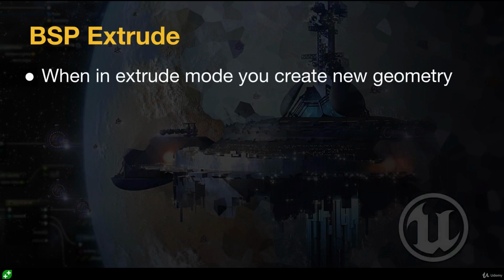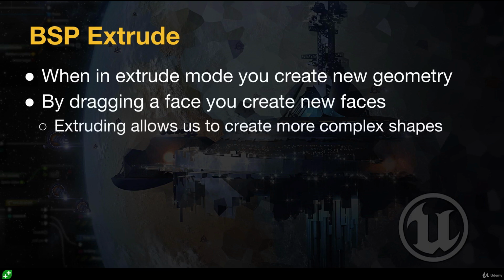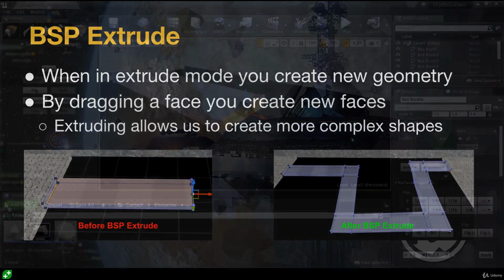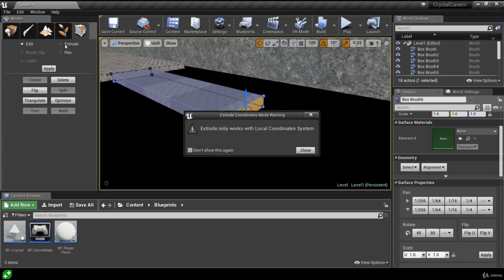How do we do this? Well, we do this by dragging a face. By dragging a face in extrude mode, you create new faces. Extruding allows us to create more complex shapes out of our BSP brushes. So let's look at extruding this face just here. First, we want to make sure we have the face selected, and then on the geometry editing tab, we can select extrude. Now, when we do this, it tells us that extrude only works with the local coordinate system.